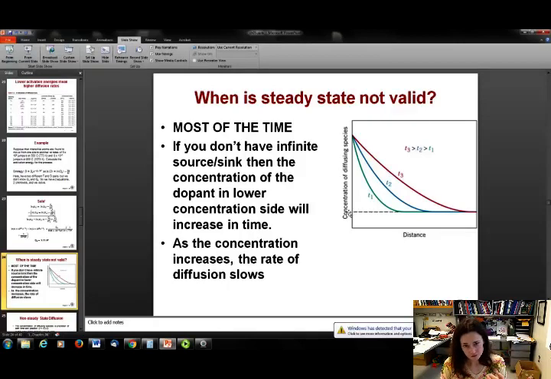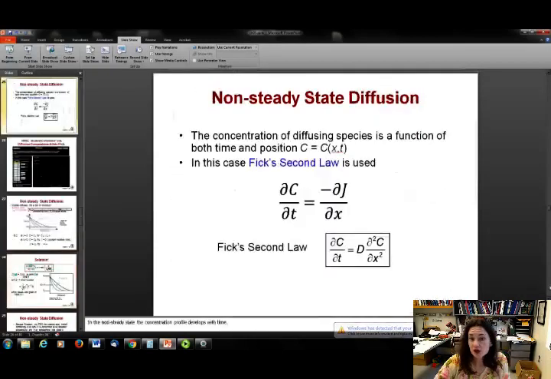Also, you will have situations where as the concentration increases, the rate of diffusion slows down as the atoms intermingle and mix. So most of the time, you don't have steady state diffusion. I'm not going to go over this in this lecture. If you're interested or if you need to know it later, there's a section of the book that deals with non-steady state diffusion, which is Fick's second law.